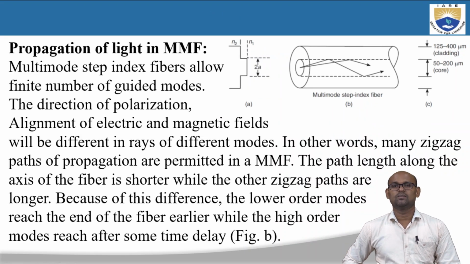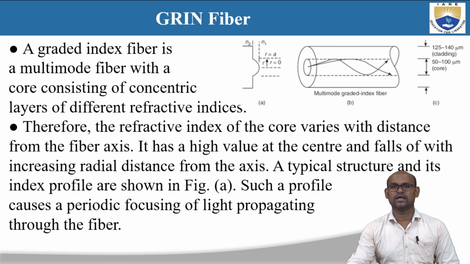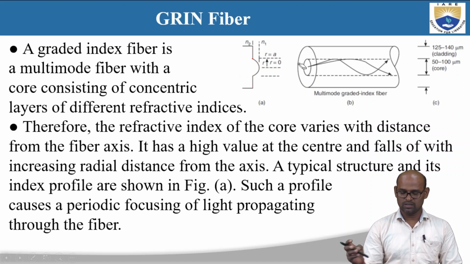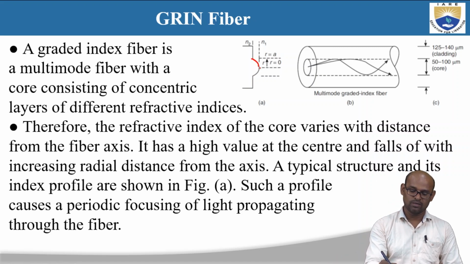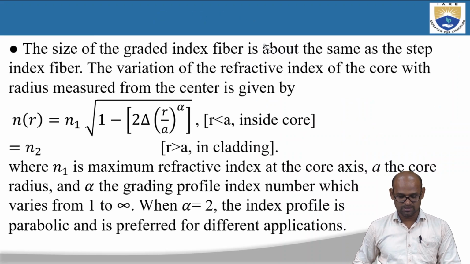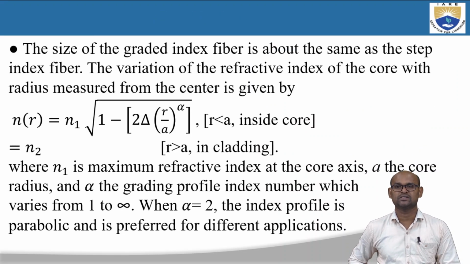Yeah, so that is about multi-mode step index fiber. You can also have multi-mode graded index fiber. This is the refractive index profile in multi-mode graded index fiber. The refractive index is maximum in the center of the core and decreases to match with the refractive index of the cladding at the core cladding interface. So the graded index is decreasing from the center of the core to match with the cladding refractive index. Because of this typical structure, there is a variation of the refractive index in core and cladding.